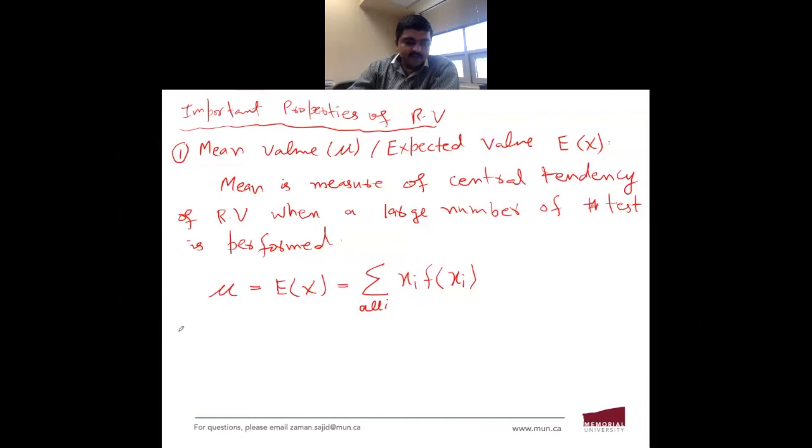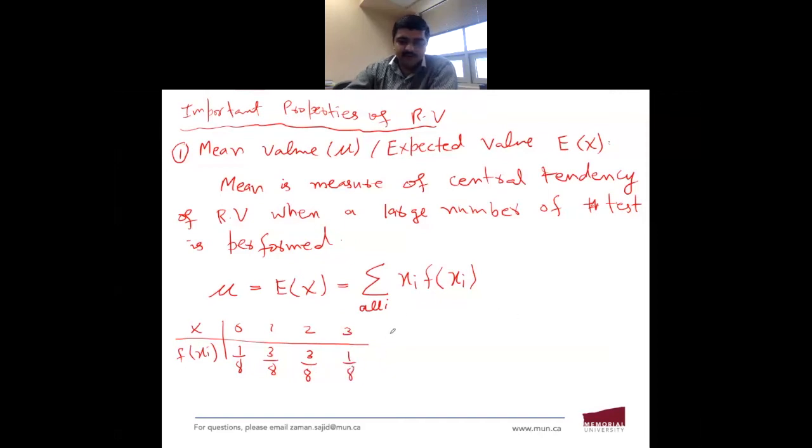Now let's apply this on our example that we were doing before. So you know that this is my x value and this is my f of x of i. For 0 it was 1 by 8. For 1 it was 3 by 8. For 2 I had 3 by 8. For 3 I had 1 by 8.